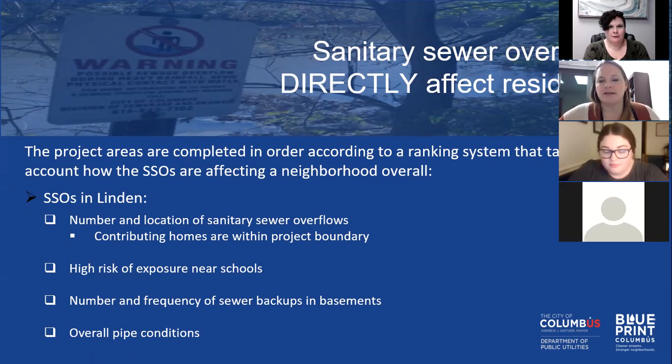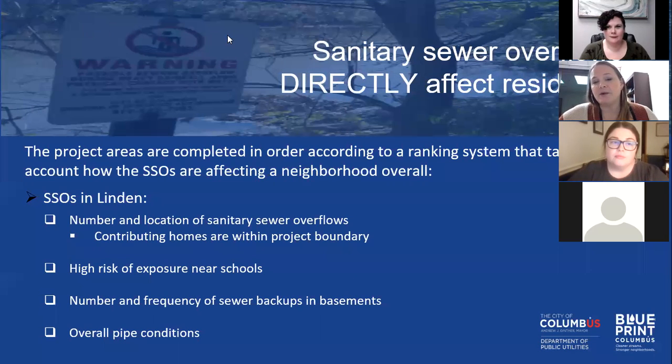And we actually looked at this in the beginning of designing the whole project, and focused on which areas we would do Blueprint in, and in what order, based on the amount of impact that these sanitary sewer overflows were having on the neighborhood overall. So in Linden, we were looking at a high number and location of sanitary sewer overflows, a high risk of exposure near schools, and the number and frequency of sewer backups in basements. So lots of water in basements, lots of backups, unfortunately. And then also the overall pipe conditions in the area were pretty poor.